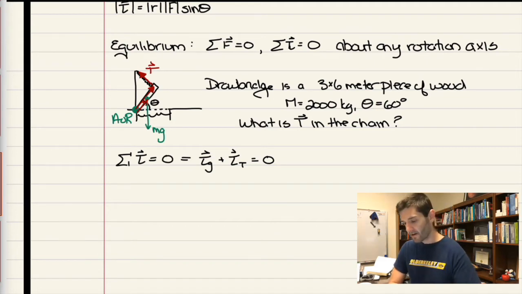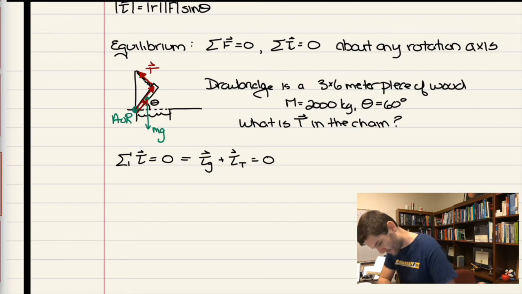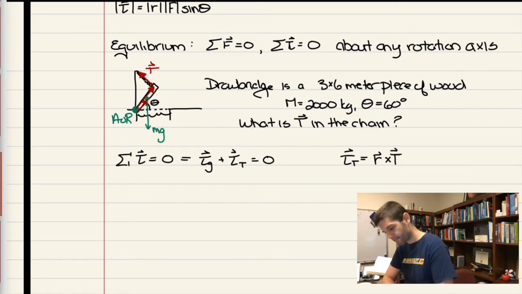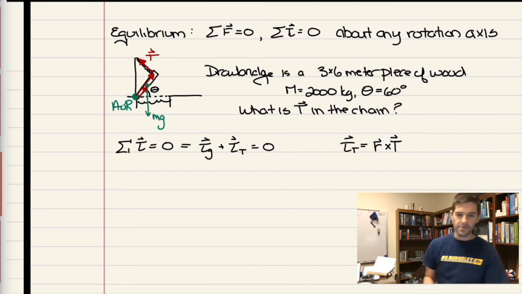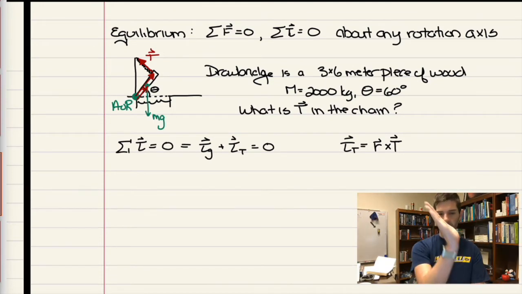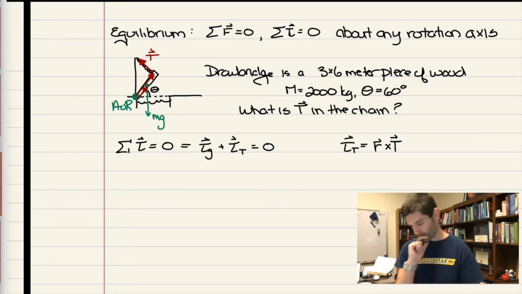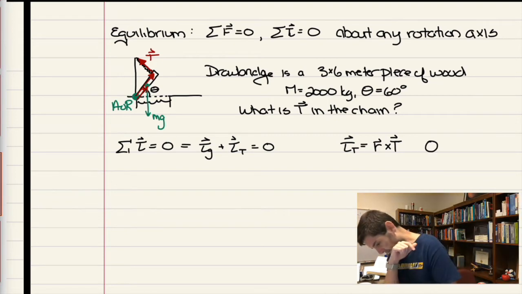So now we have to figure out what these are. The torque due to tension, again, is going to be the moment arm crossed with the tension force. If I use the right hand rule, my hand goes out along the moment arm, curls to then point in the direction of the tension force. It looks like that torque points out of the screen for me. So I expect this to be out of the screen.